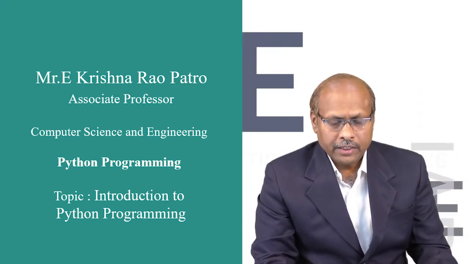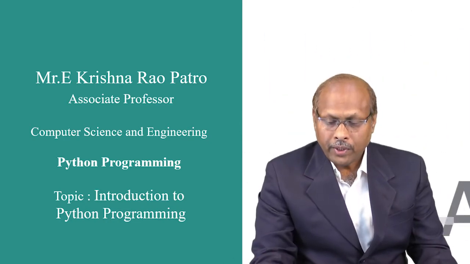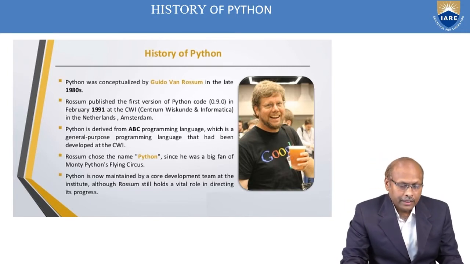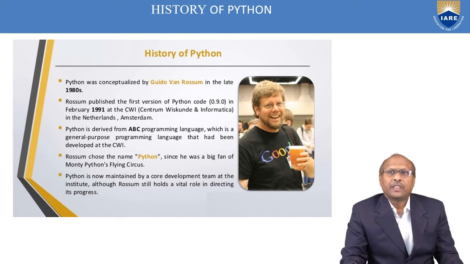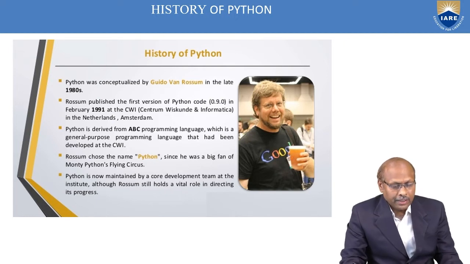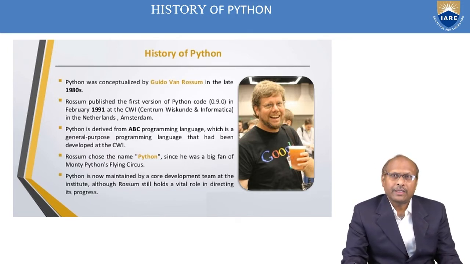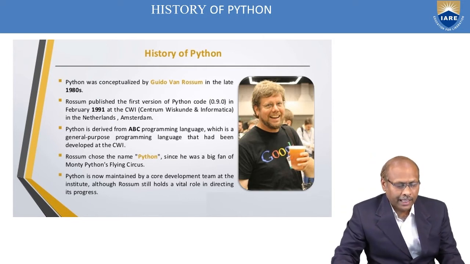Python programming is the important programming language nowadays. It is one of the very popular programming languages. This particular language was designed and developed by Mr. Guido van Rossum. He is the main person behind this language. Rossum published the first version of Python in the year 1991 itself. Python is derived from the ABC programming language. ABC was the old language. From that language, he got the idea and designed this language.